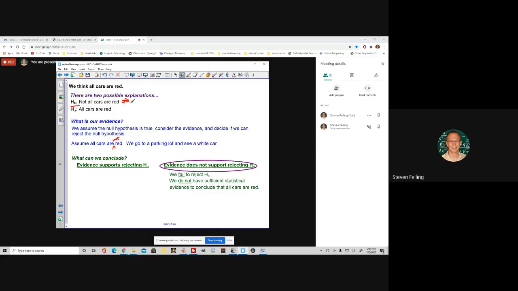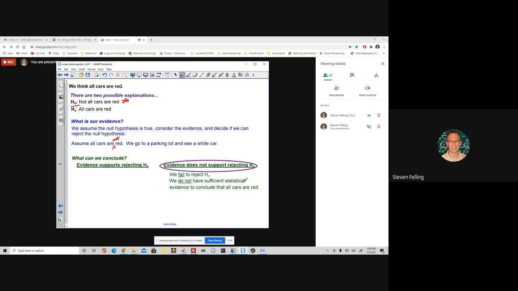We saw a white car, and that means that the hypothesis not all cars are red seems like it might be true. We certainly can't reject this. Remember, the only thing we can do is reject or not reject a hypothesis. We can't show that it's true. So in this case, the evidence does not support rejecting this. A white car supports this idea. So what we would say is we fail to reject the null hypothesis that not all cars are red. Therefore, we do not have statistical evidence to conclude that all cars are red.